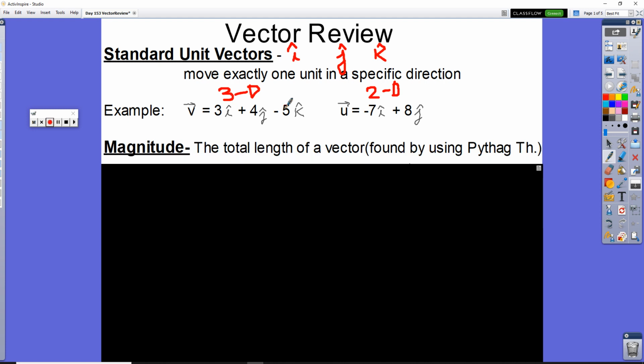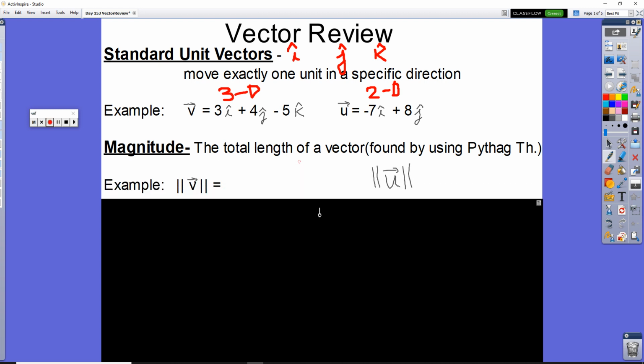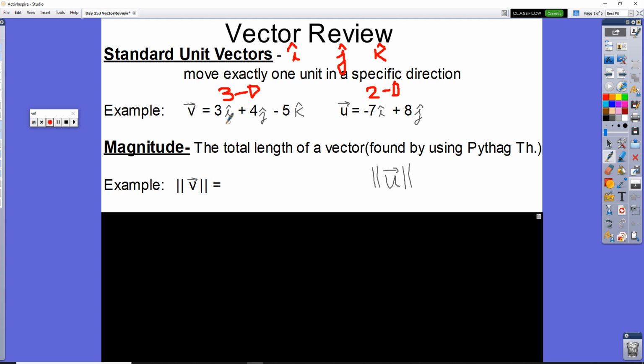Make sure for both 2-dimensional and 3-dimensional vectors that you know how to find the magnitude. Magnitude represents the total length of a vector, and it is found by using Pythagorean theorem. Now there is both a 2-dimensional and a 3-dimensional Pythagorean theorem, so you're going to have to know both of them for this vector test coming up. So let's practice. If somebody asked you to take the magnitude of vector v, you would take the square root of all 3 of its coefficients squared.